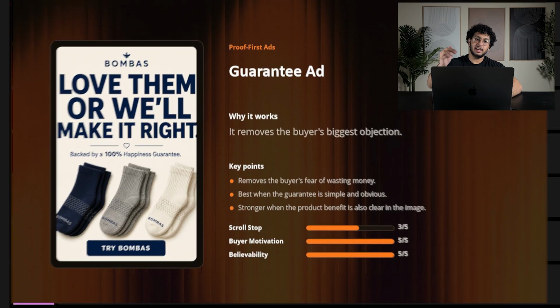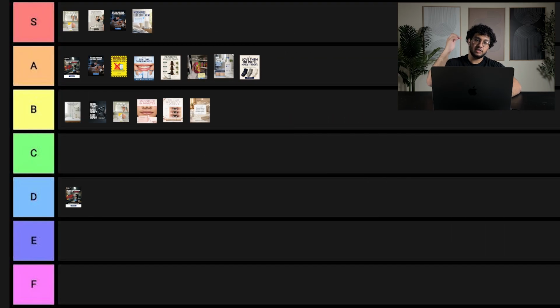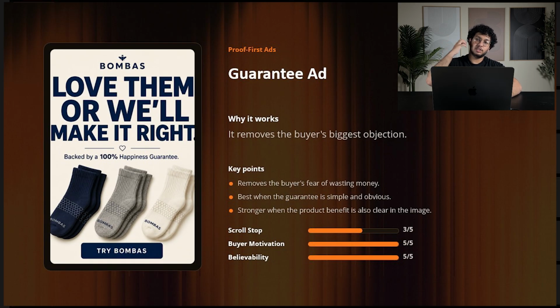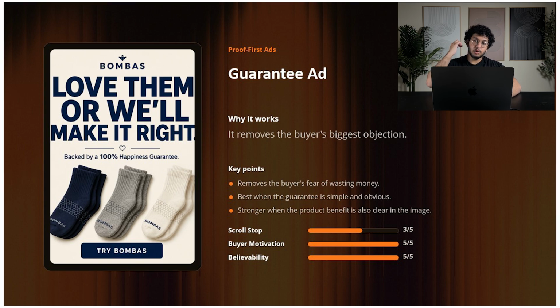Next is the guarantee ad. Guarantee ads are A tier. They remove the risk. The buyer's hidden objection is, what if this doesn't work? A guarantee answers that before the objection grows. It scores very high on buyer motivation and believability. But on its own, it's not always the strongest scroll stop. That's why I like guarantees best when they're stacked with another concept. Problem callout plus guarantee. Before and after plus guarantee. Offer plus guarantee. That's where they become very strong.